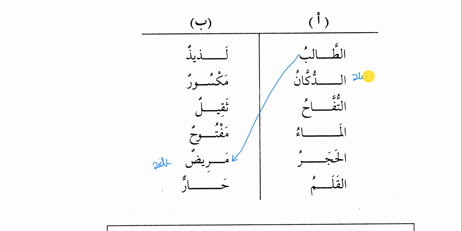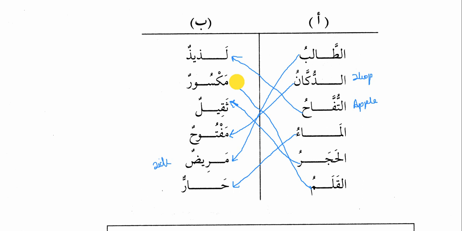Dukkan means shop. Can a dukkan be broken? No. A dukkan, a shop, can be opened. Tuffah, apple. An apple can be delicious, laziz. Al-ma'u, water, can be harun. Al-hajar is stone. It is thaqilun, heavy. And al-qalam can be broken. Okay.